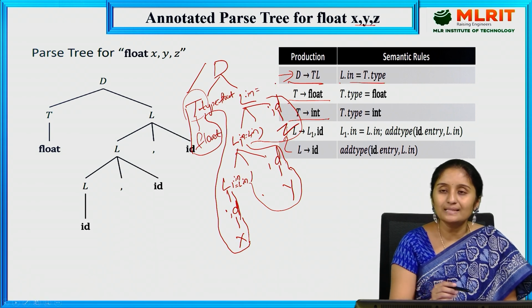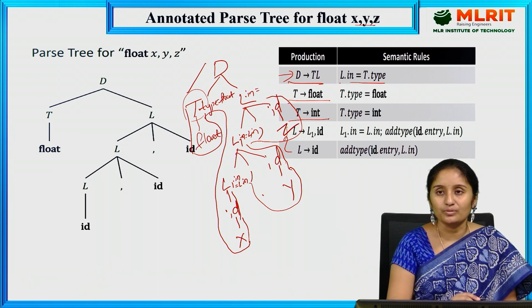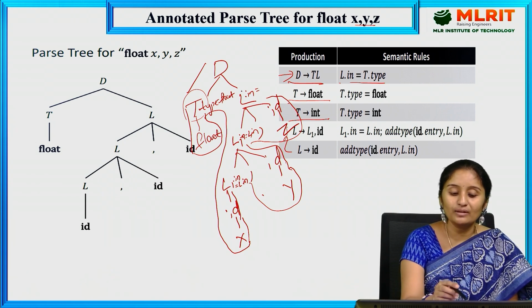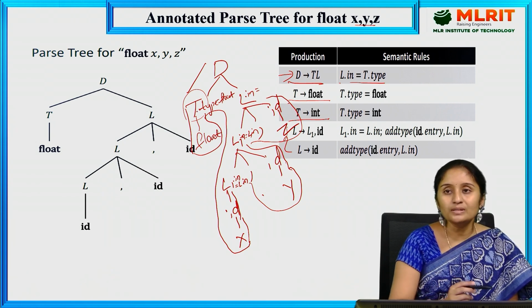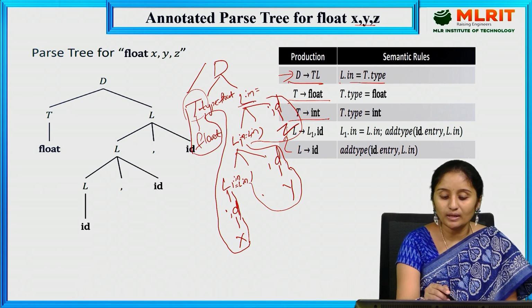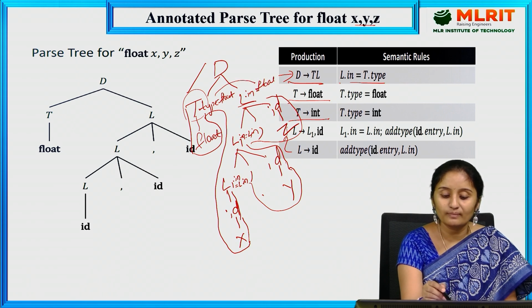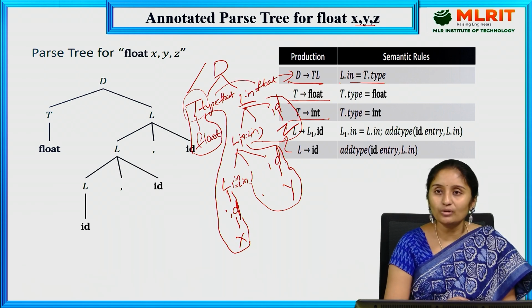So in is nothing but an inherited attribute. What an inherited attribute does is it takes the values from its parent node or sibling nodes. So L dot in is equal to T dot type. T dot type is the sibling node. Okay, so T dot type here is float. L dot in is equal to float.